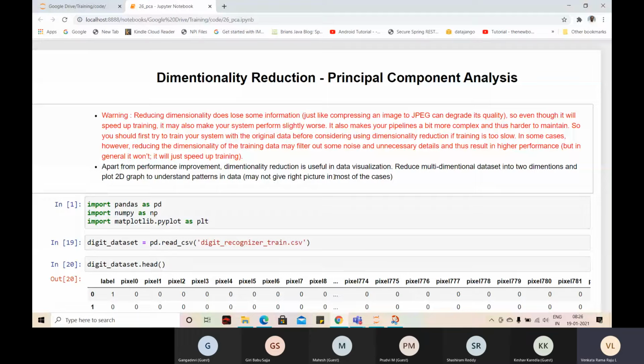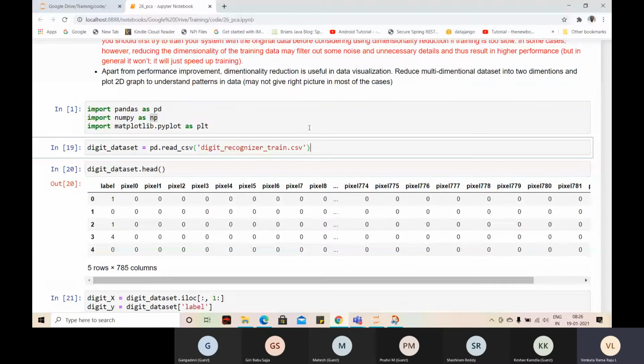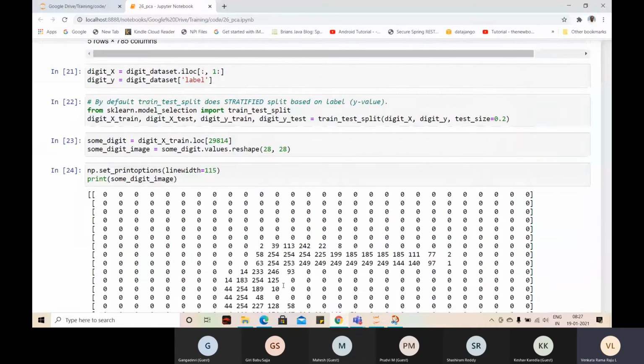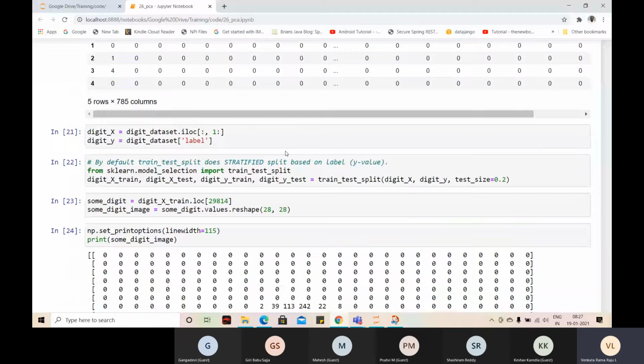I've taken the same digit recognizer data set. In the digit recognizer data set, there may be some correlation between the pixels. When you look at any picture, in the middle only you have those numbers, and the rest is all going to be zeros. So there is some multicollinearity in this data.